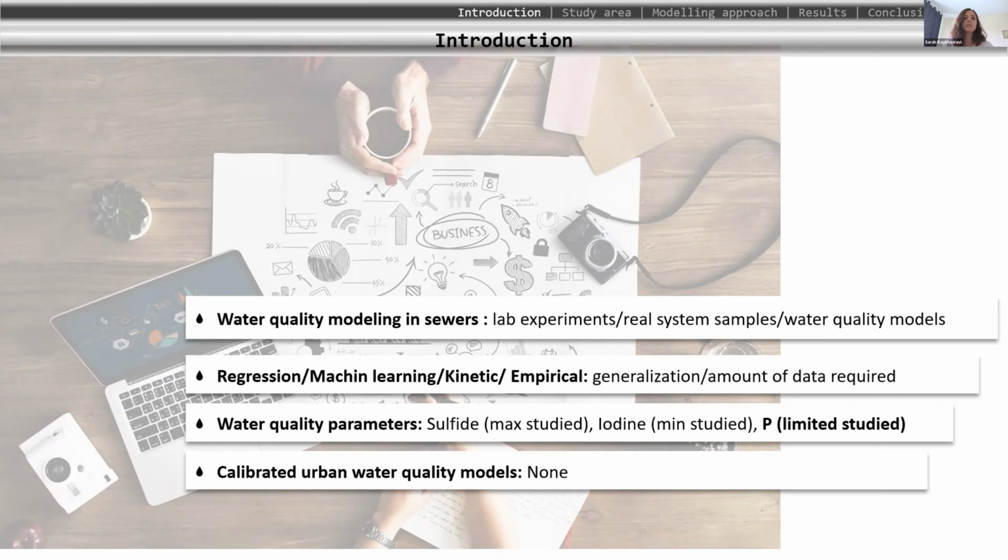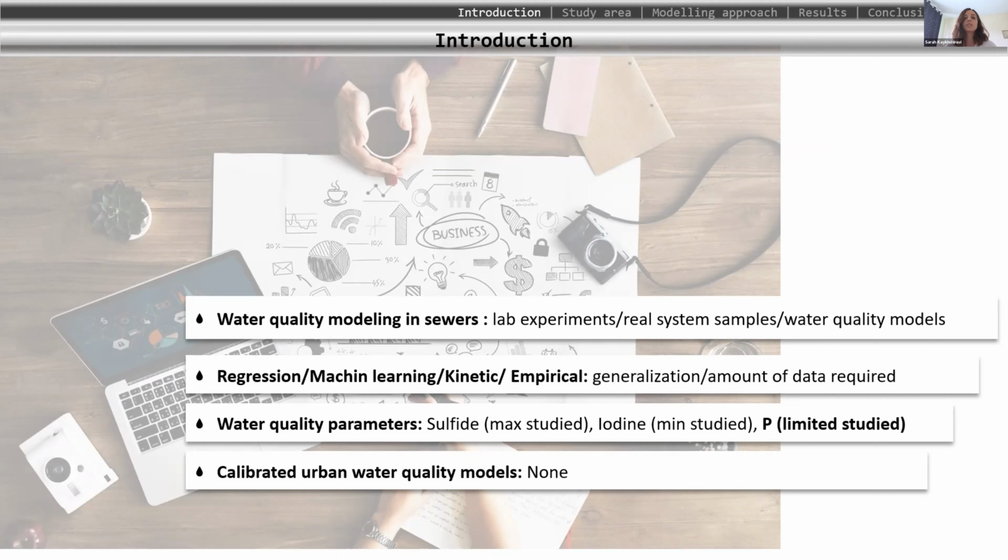There are different water quality models, including regression, machine learning, and kinetic empirical models, which vary in terms of how they can be generalized, and also what amount of data they need. In this study, we have used an empirical model because they allow better generalization. Also, they need the least amount of data. And in this specific case, we are using the Stormwater Management Model, which is also known as SWMM.